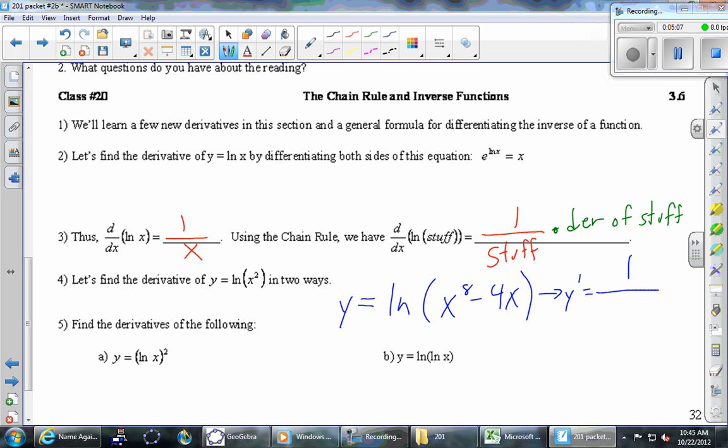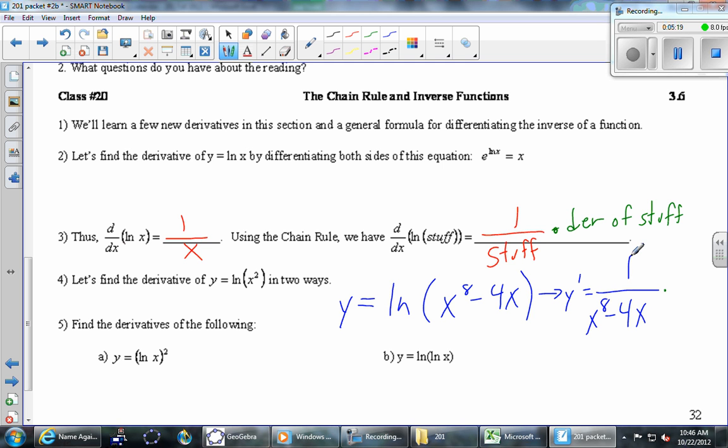1 over the stuff, 1 over all of that. Don't put a derivative down here. It's not 1 over 8x to the 7 minus 4. It's 1 over the stuff. Copy it once every time. I'll tack it on here in green. What gets multiplied? Derivative of the stuff. So out here, 8x to the 7 minus 4. What's missing? Parentheses. That whole thing in green is one thing. So it's that. Does that mean the 8x to the 7 minus 4 is upstairs or downstairs? It's upstairs. So just want to be clear.